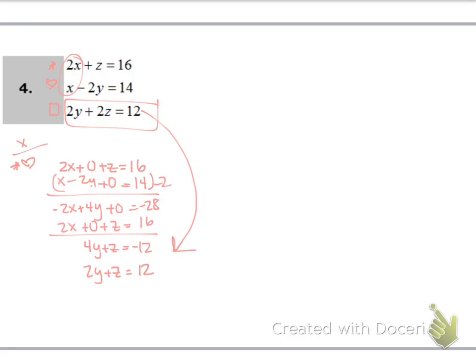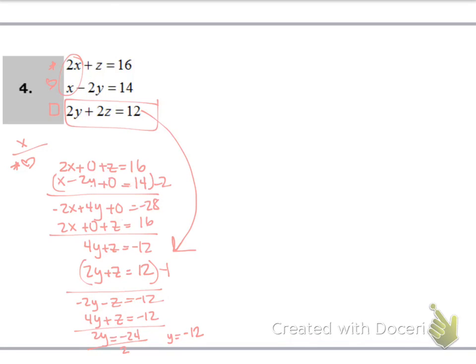So if I want to eliminate z's, all I have to do is multiply by a negative, so negative 2y minus z is equal to negative 12. Drop my untouched underneath it. So I get 2y is equal to negative 24. Divide by 2. I get a negative 12 here.